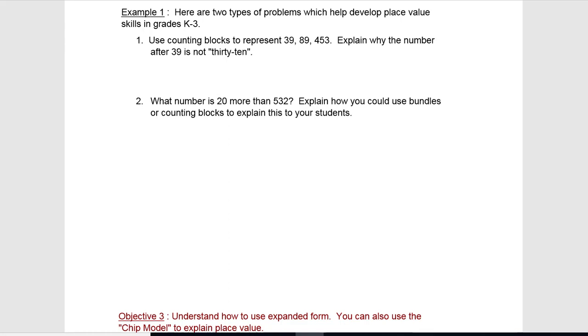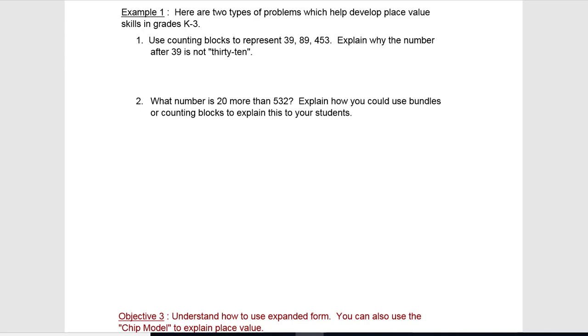Hi, welcome to section 1.2, part 2. All right, we left off talking about how to deal with place value. So here's an example of types of problems which help develop place value skills in grades kindergarten through 3rd grade.